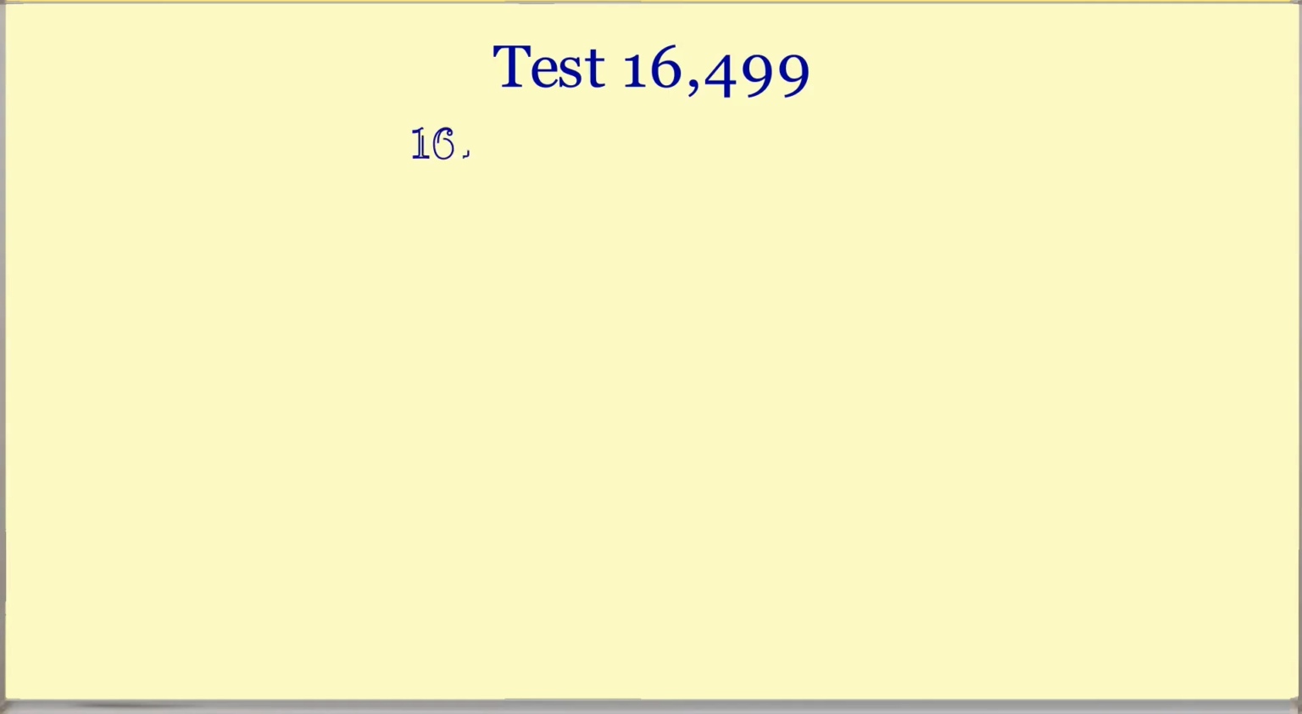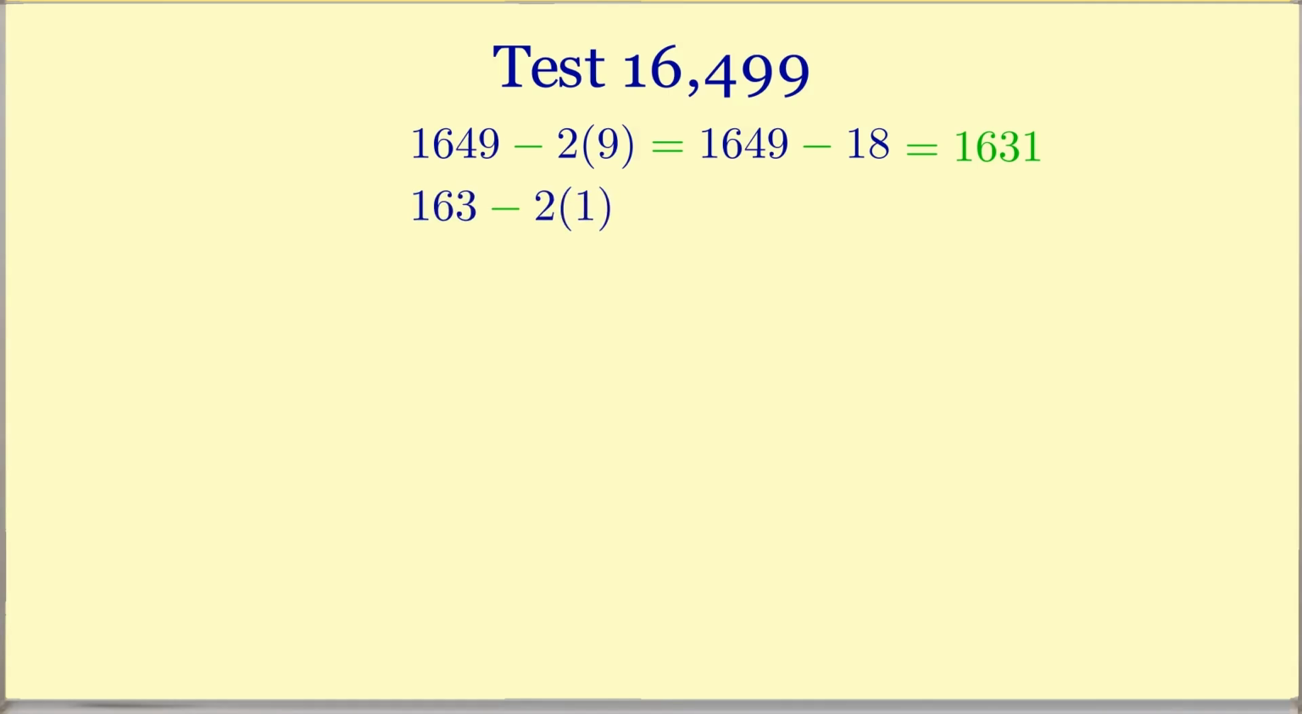Testing 16,499. Let us keep whittling it down. Round 1. Chop off the 9. Double it to get 18. Subtract from the rest. 1,649 minus 18 equals 1,631. Round 2. Take 1,631. Chop off the 1. Double it to get 2. Subtract from the rest. 163 minus 2 equals 161.